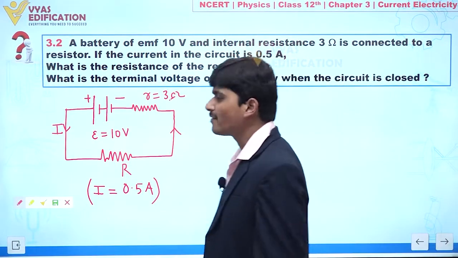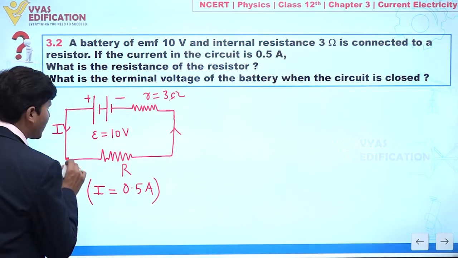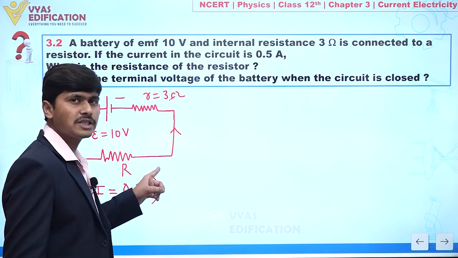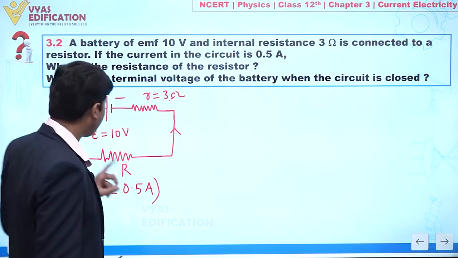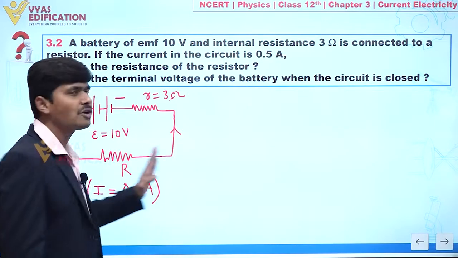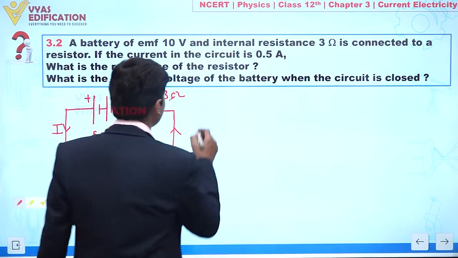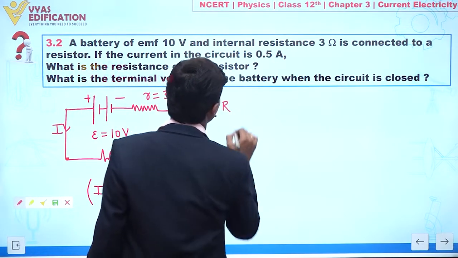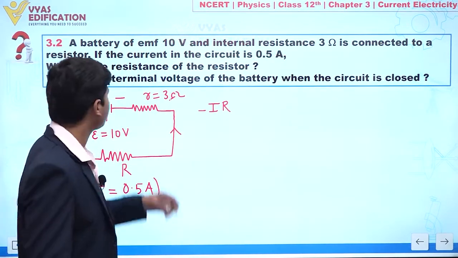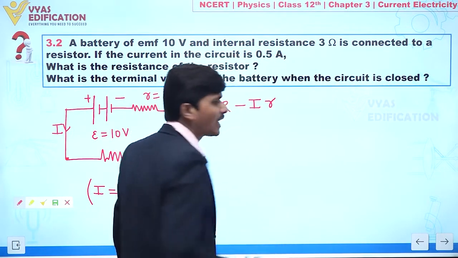Clear? So again we can apply here Kirchhoff's law, yes or no? So let's suppose I am starting from this point and I am going in an anti-clockwise direction. Now you can see when I am going through this capital R resistor, it means I am going in the direction of current, yes or no? Direction of current means I am going from higher potential to lower potential. It means I can write this is equal to minus IR. Clear? Now again I am going in the direction of current. Here we have internal resistance, so I can write this is equal to minus I small r.